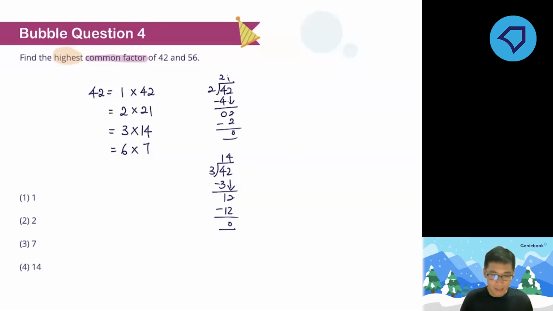All right. Now, can you then tell me what are the factors of 56? So again, 1 and itself, definitely yes. 2, 56 divisible by 2, yes. So what do I get? 28, right? 2 multiplied by 28 gives me 56.